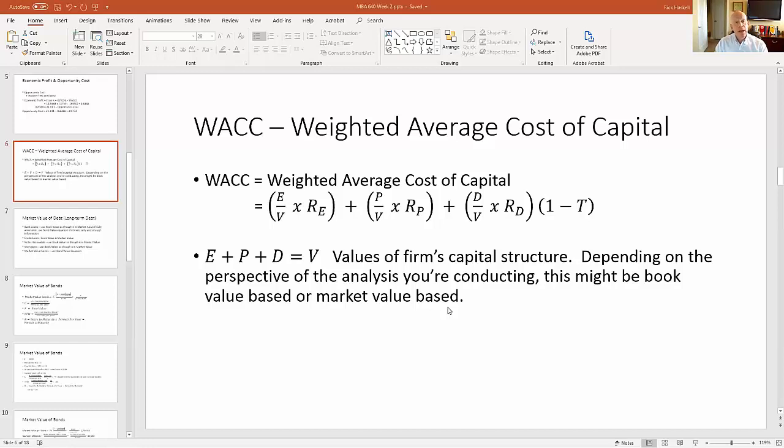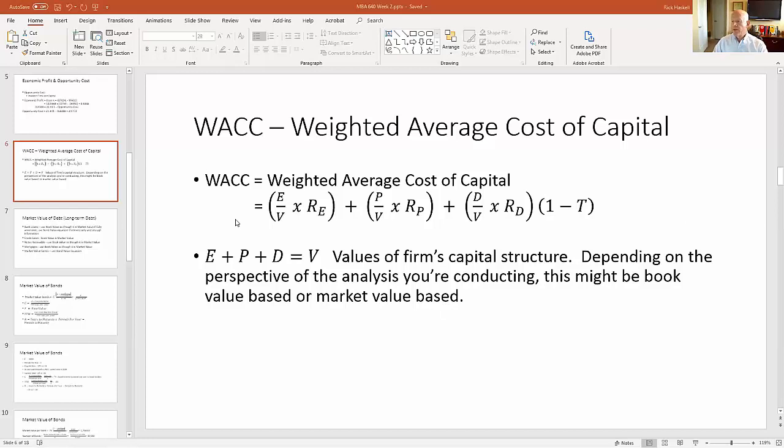To be able to calculate this, we first need to understand the value of each of the capital components so we can identify their weights, or the percentage of the entirety each of those components represents. And then we need to understand the cost of each, and then we can put together the weighted average cost. So let's look at this.